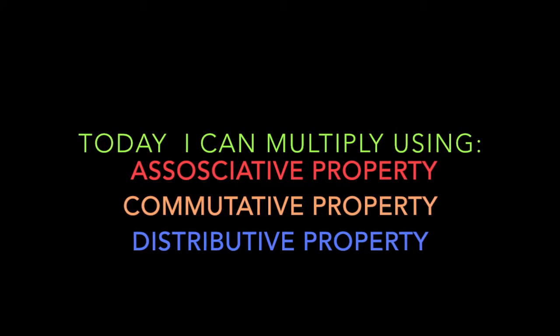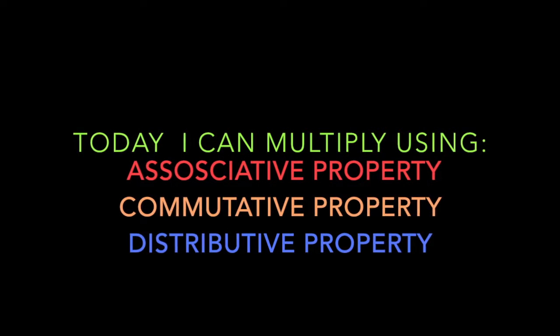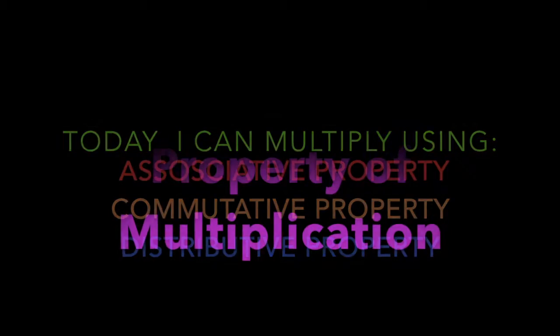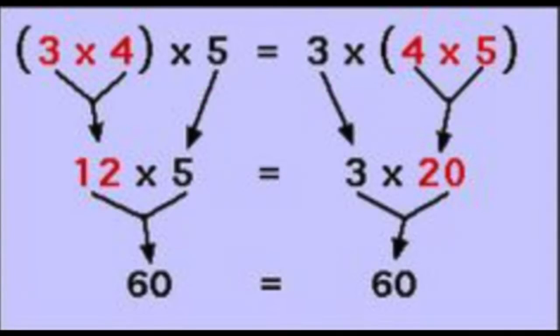Today I can multiply using the associative property, the commutative property, and the distributive property. Let's review the associative property of multiplication first. In the associative property of multiplication, you can group factors in different ways, and you will get the same exact product. Take a look at this example.